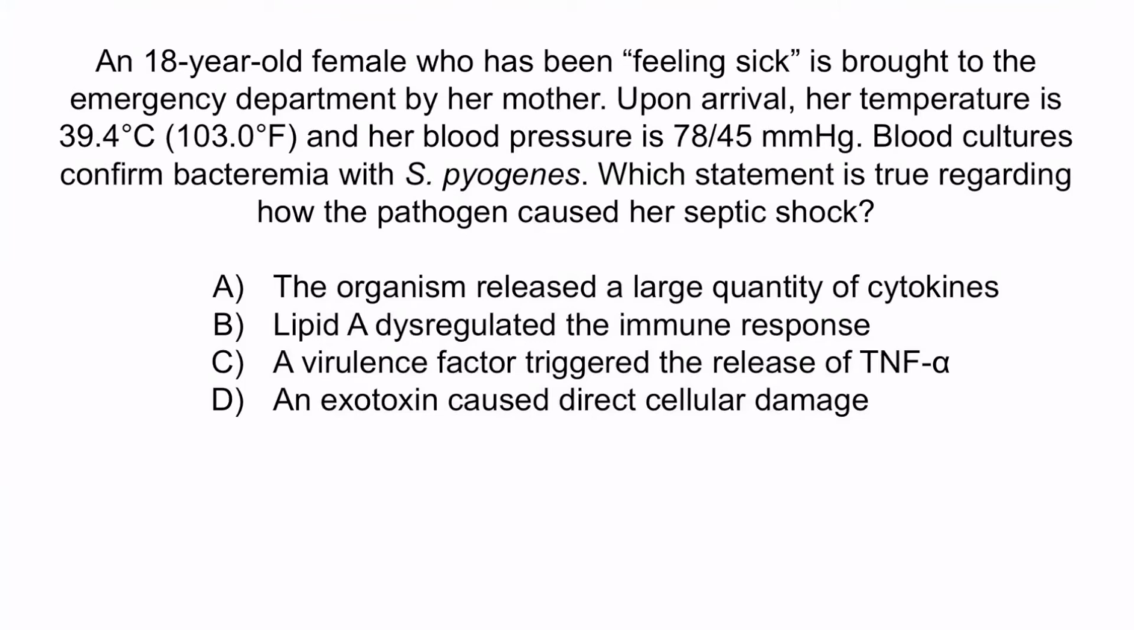Hopefully from the question stem, you notice that the girl has a fever, and she has extremely low blood pressure. This indicates shock, and she has bacteremia. So before we answer the question, what's the mechanism for septic shock? It's a dysregulated immune response to an infection, not a direct result of the pathogen. With this in mind, the correct answer is choice C. A virulence factor triggered the release of TNF-alpha.